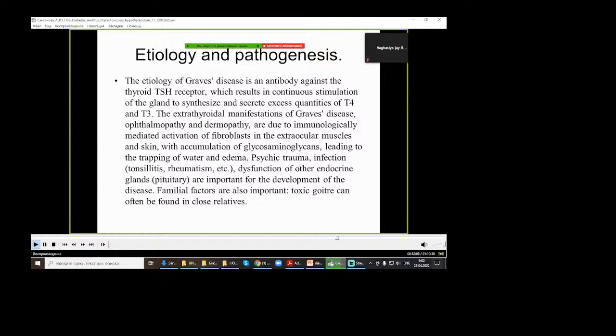Psychic trauma, infections such as tonsillitis, rheumatic fever, and dysfunction of other endocrine glands, for example the pituitary gland, are important for the development of this disease. Familial factors are also important. So toxic goiter can often be found in close relatives.